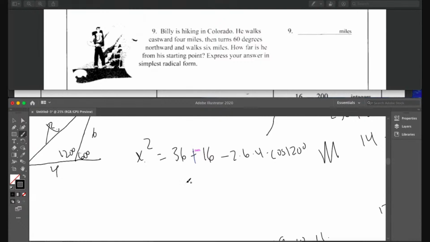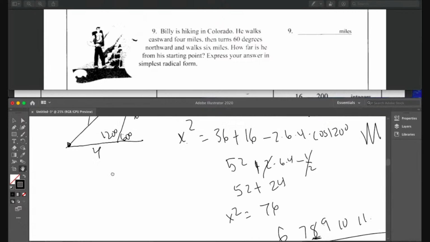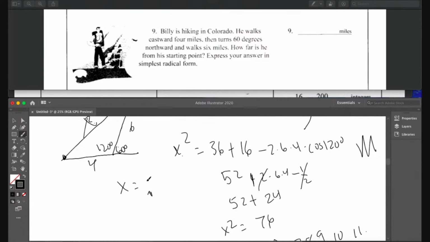36 plus 16 is just going to be 52. Cosine of 120 degrees is going to be negative 1/2. And then we have 2 times 6 times 4 and then minus. So this is going to cancel and we're going to have this as plus. So then we have 52 plus 24. So then x squared is going to equal 76. So then x is going to equal the root of 76.